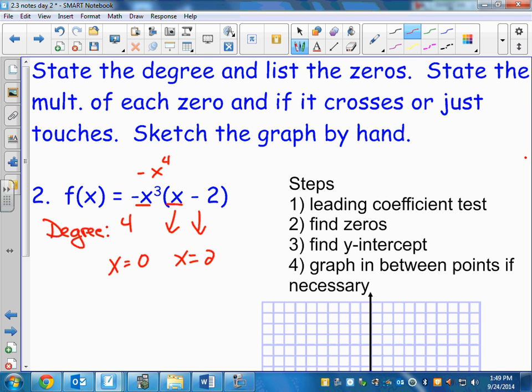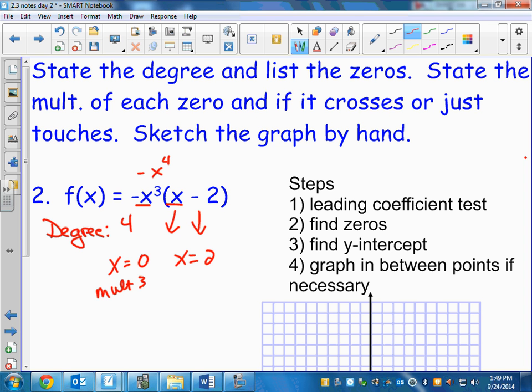Here's the new part. Yesterday you just listed the zeros. Today you have to say the multiplicity. The multiplicity is just the power on each 0. So this is the third power. So we're going to say it has a multiplicity of 3.